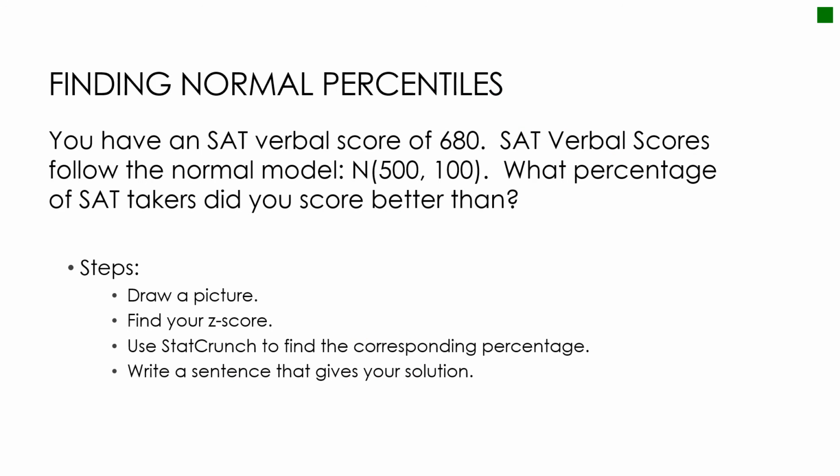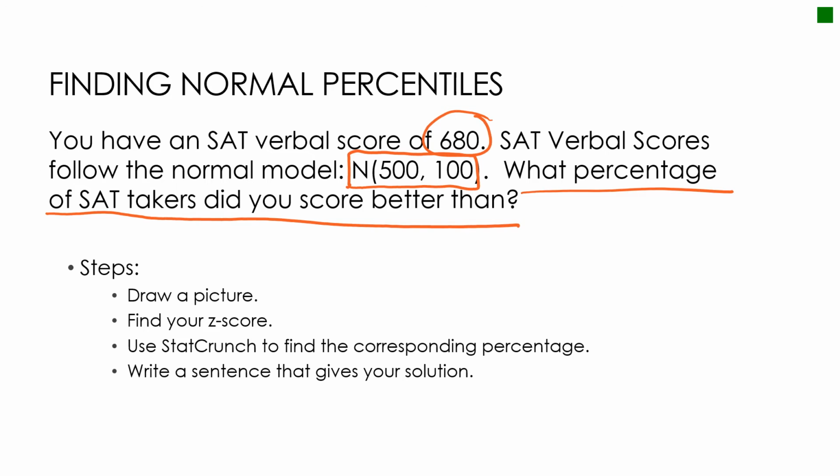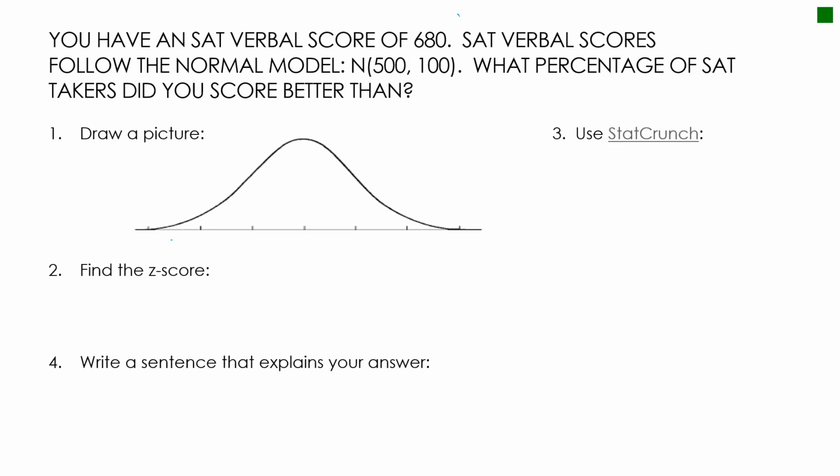Let's do another practice together. We're going to use this example now dealing with SAT scores instead of ACT. And we're saying we have a score of 680. The normal model is 500, 100, which means the mean is 500, the standard deviation is 100. And we want to know what percent of SAT takers did we do better than. So again, we're going to follow those same steps we did before, draw the picture, find the z-score, etc. And then we're going to use StatCrunch and write the sentence.